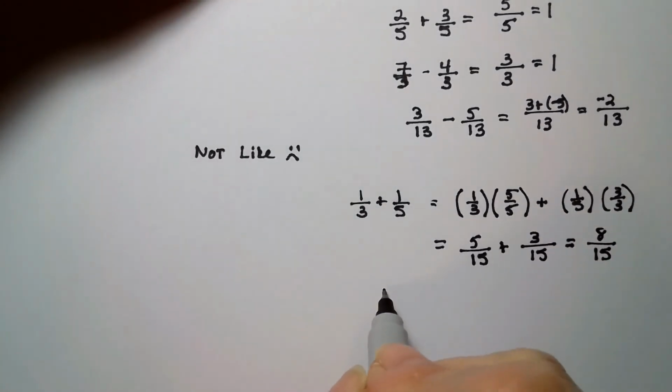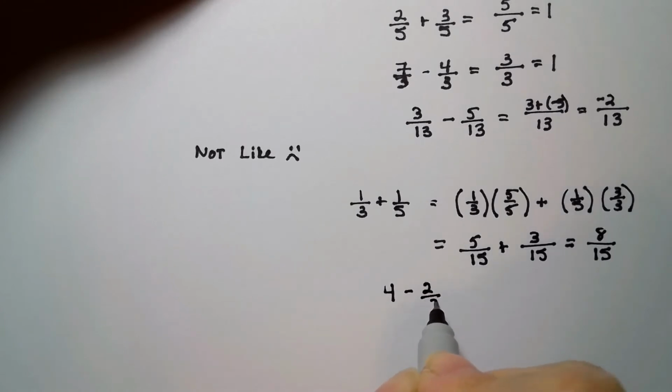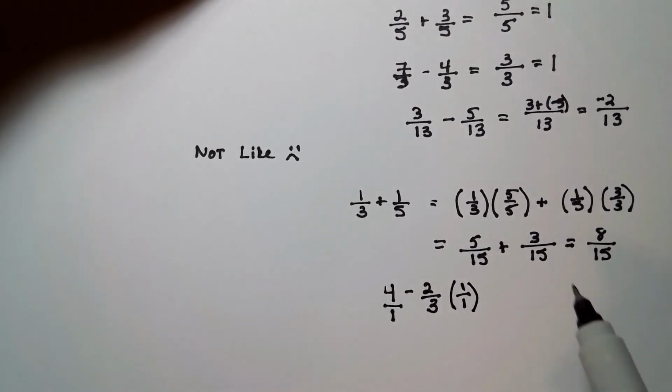I don't know, 4 minus 2/3. So you can write 4 as 4/1. And then again, we're going to multiply this one by 1/1, if you want to think of it that way. You don't have to do anything with this one. And you're going to multiply this one by 3/3.